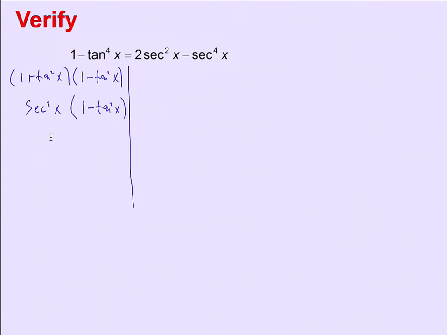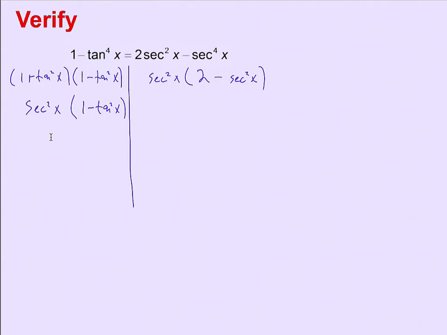So let's see what we can do on the other side. Well, one thing you might notice is that there is a secant squared of x that I can pull out. And that's really convenient because there's a secant squared of x on the right-hand side also. And so now we can at least see, like, hey, if we could just get those parentheses to equal each other, then we're good.